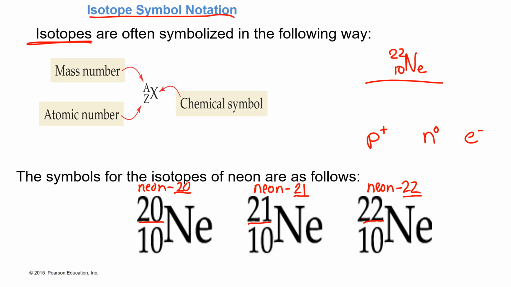So if I'm looking at neon 22, how many protons does neon 22 have? How many electrons does neon 22 have? 10. Do I have anything to indicate charge on this symbol? So these two are going to be equal now. How do I find out the number of neutrons? The mass minus the protons. So 22 minus 10 gives us 12.